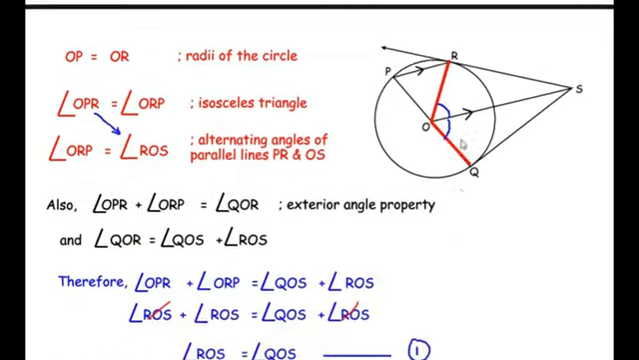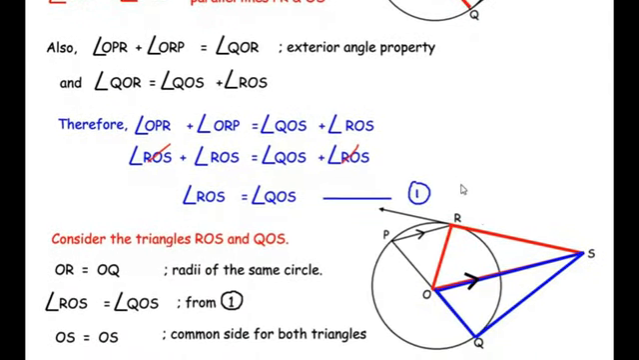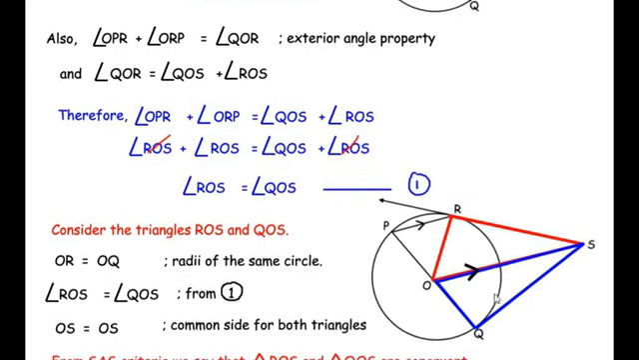So let me come back over here. I have recopied the same picture. Now here we are going to consider two triangles, that is triangle ROS and triangle QOS. Let us see what all things we can find in these two triangles, and let's find out if these two triangles are congruent. The first thing is, the side OR from triangle ROS is equal to the side OQ from the triangle OQS, because OR and OQ are the radii of the same circle. So we have written OR is equal to OQ.